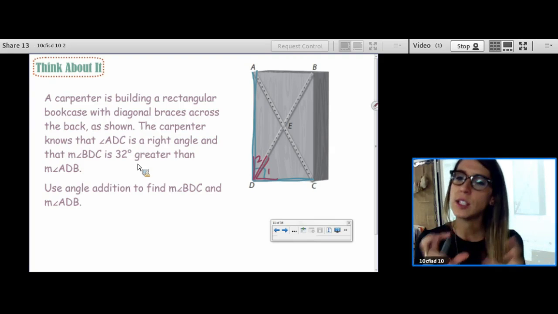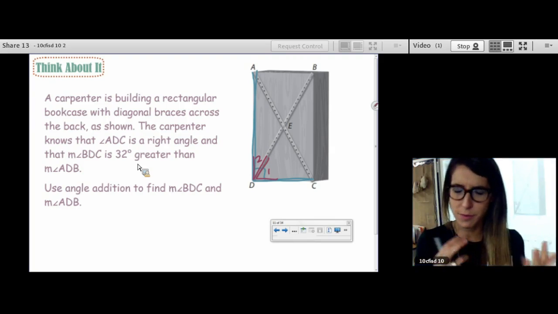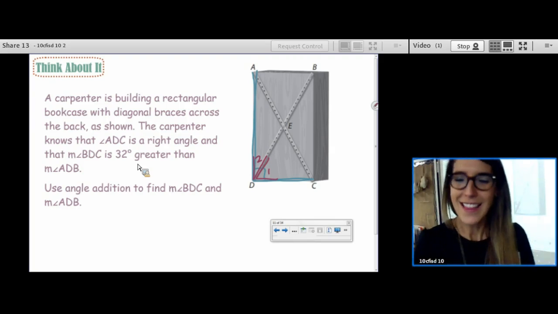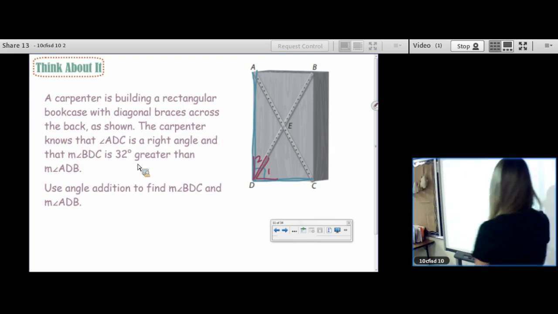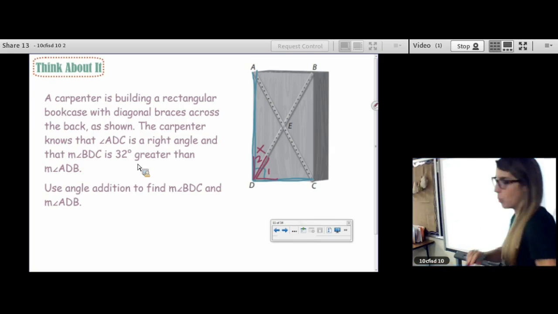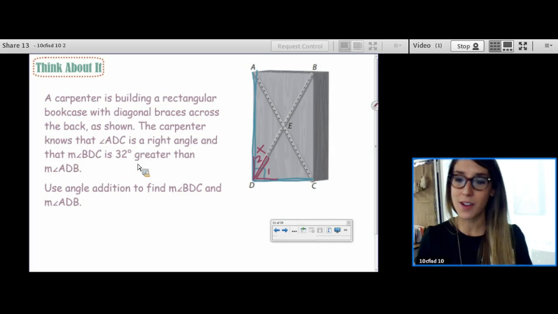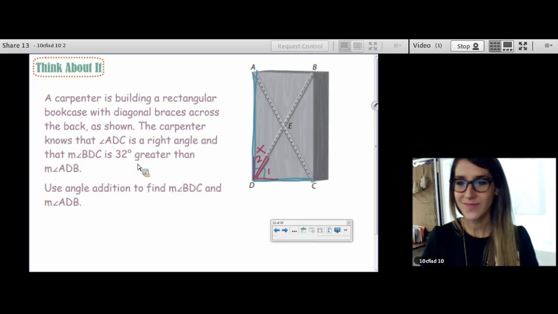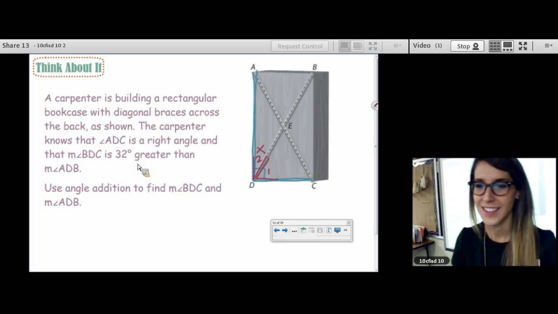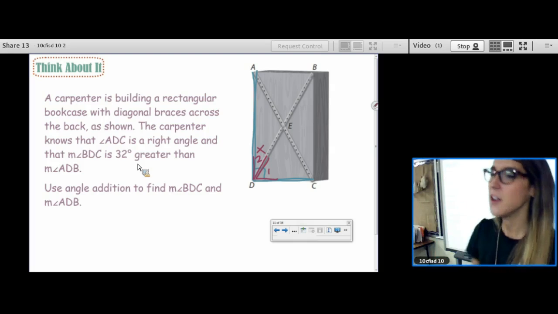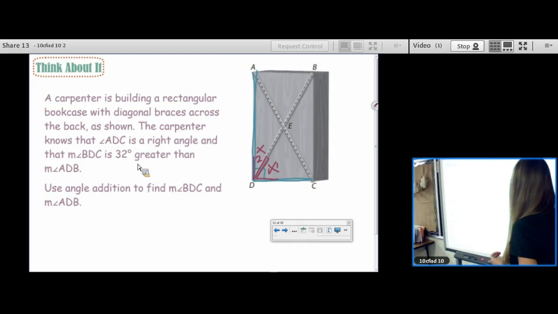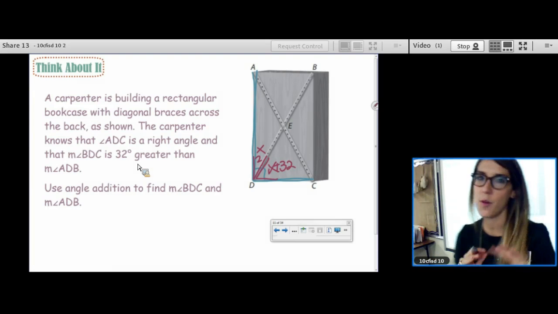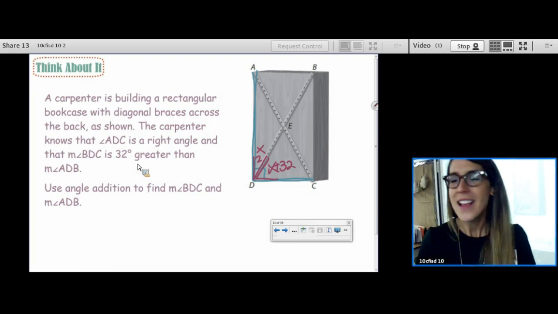He knows angle 1 is 32 degrees greater than angle 2. Okay, so angle 2 is the smallest, so we call it X. Well, if we call angle 2 X, what do you want to call angle 1? No, read the problem. There we go. We want to use the same variable twice, Jason, because we want to make sure that we have an equation that's solvable. Can't solve a single equation that has two variables.